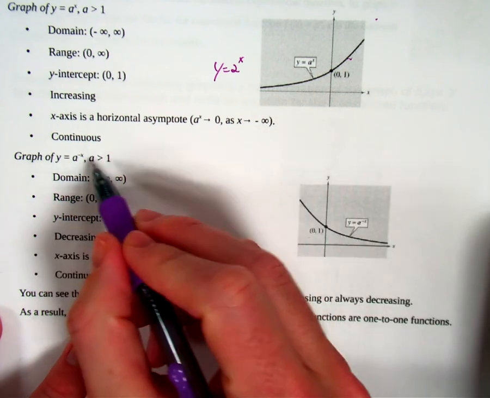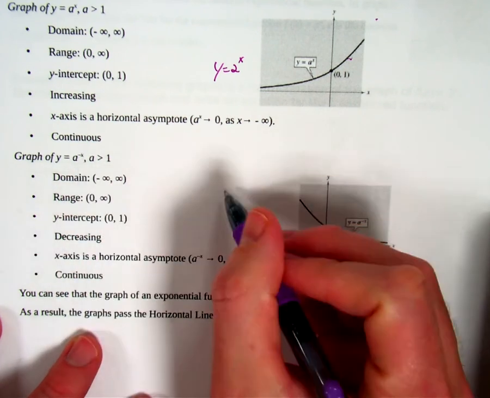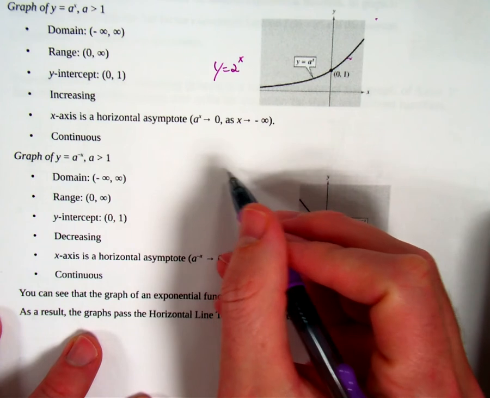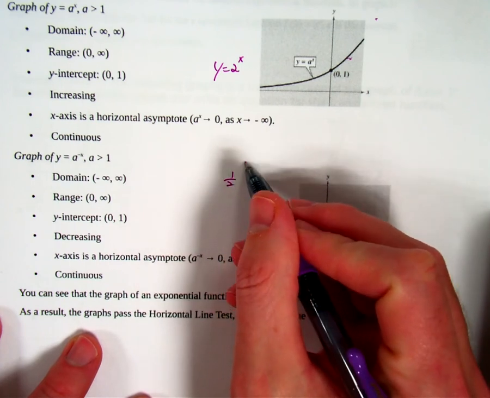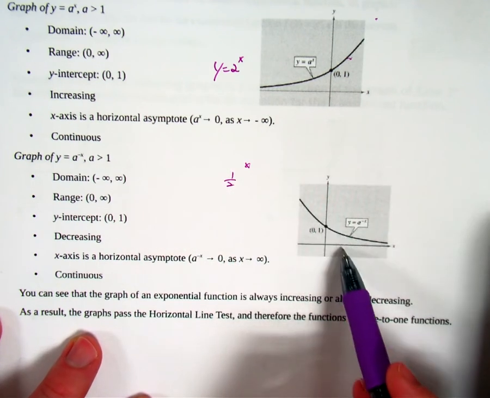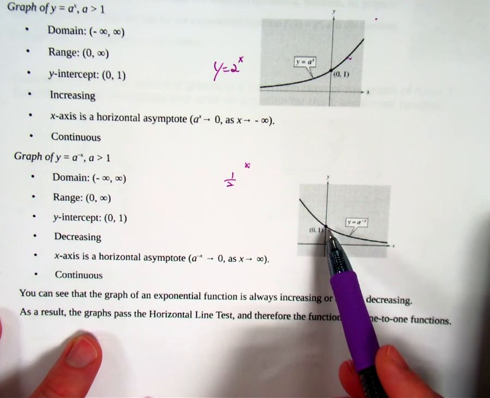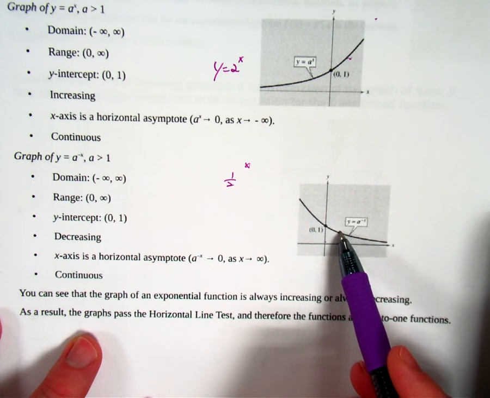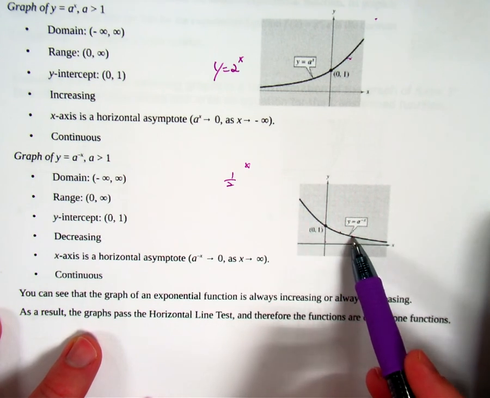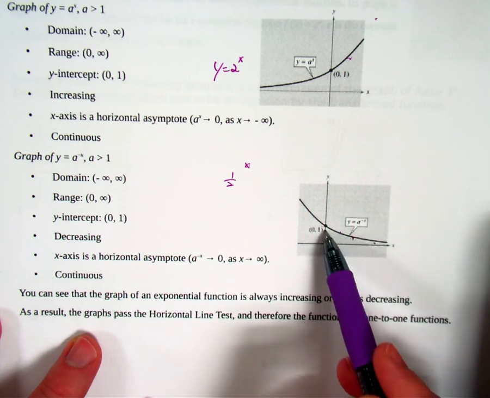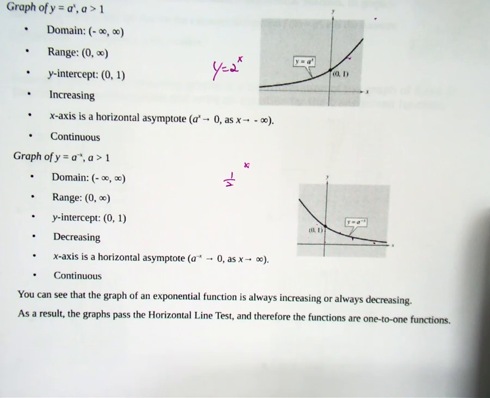Now, if it was 2 to the negative x, or if it was a half to the x, a half to the 0 is 1. A half to the first is a half. A half squared is a fourth. A half cubed is an eighth. If you go backwards, now we're going to get bigger, because a half to the negative first would be 2. A half to the negative second is going to be 4. It flips it upside down.